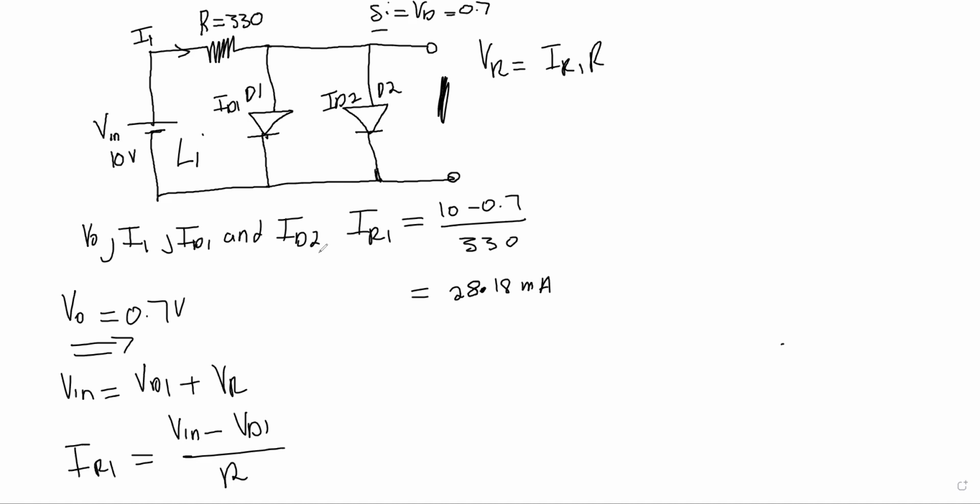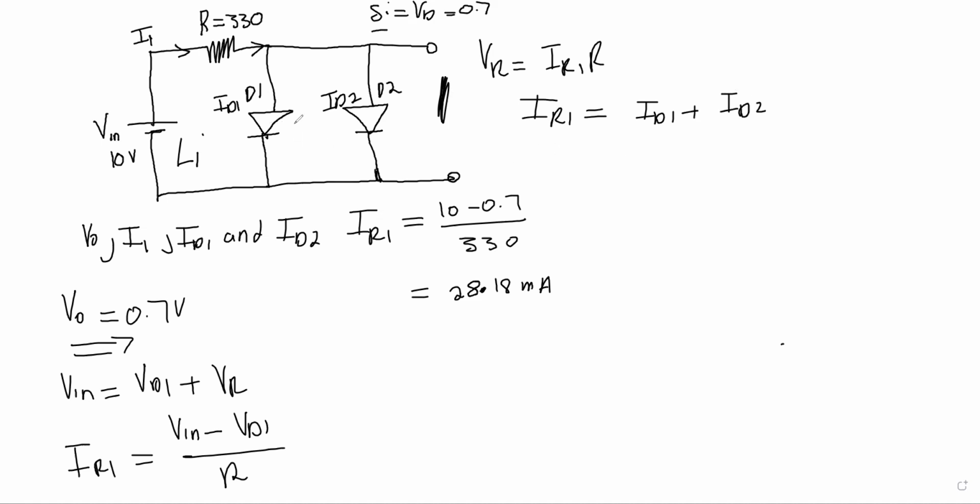Now, how can we get ID1 and ID2? When things share the same voltage, they will also share the same current. These two are parallel, and I1 acts as the total current of these two. So since they are parallel, IR1, which is I1, is equal to ID1 plus ID2.